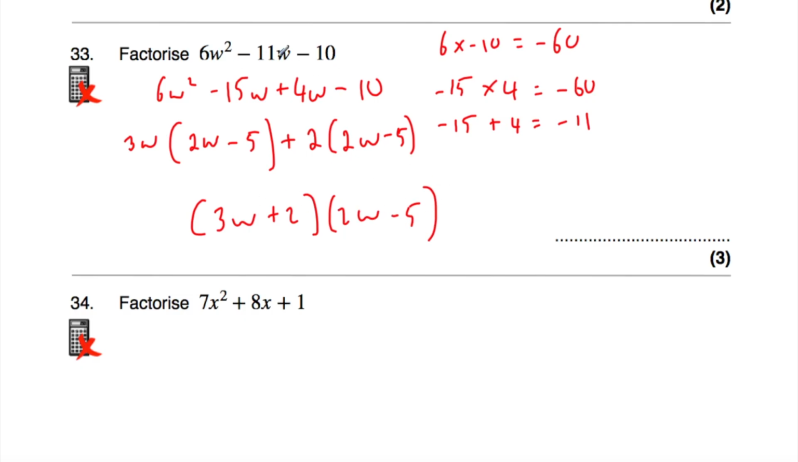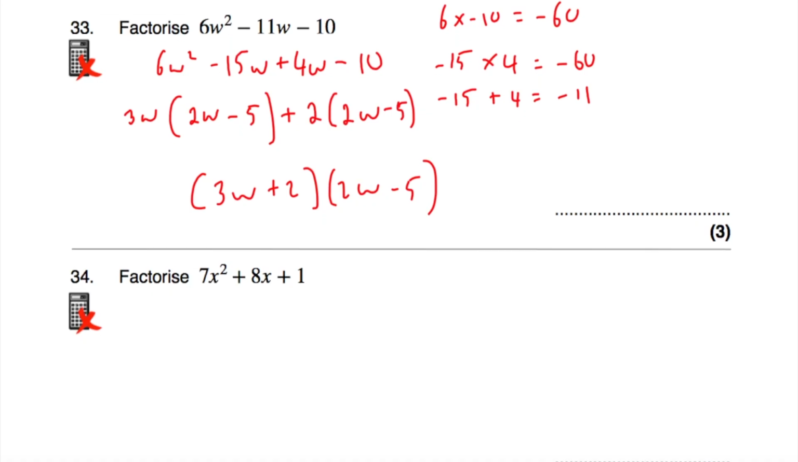So with a question like that, some people would use inspection, and I would use inspection for that one, but some people also like the split in the middle for a question like that, particularly whenever you've got 6w squared where you might have 6w and w or 3w and 2w at the front of the brackets. Obviously here we still had to consider what would times together to be minus 60 and add together to be minus 11, and that would actually take a little bit of thought as well.